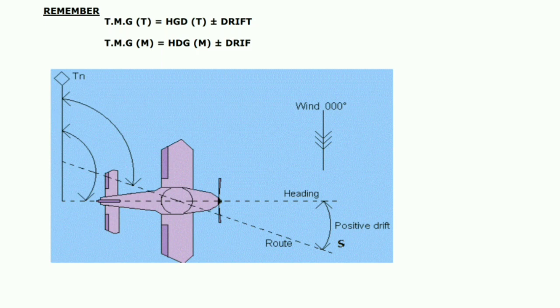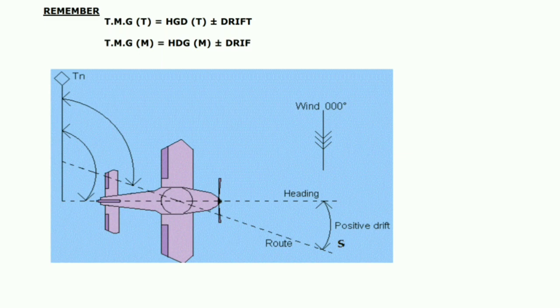A very easy way to find whether drift is starboard or port: for example, the pilot is inside the aircraft. From the aircraft, look where your present track is, which you are following. If it is to your left, then drift is port. If it is to your right, then drift is starboard. Always take this as datum: from the aircraft, look where your track is.